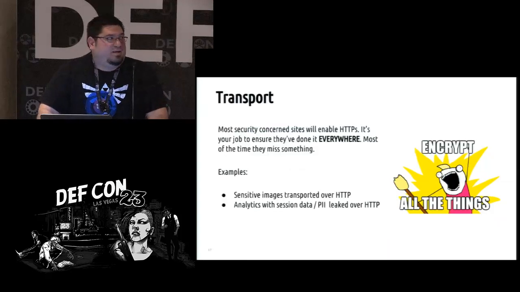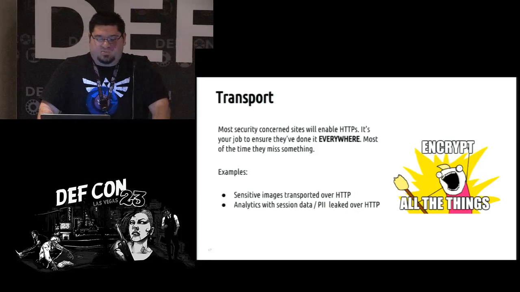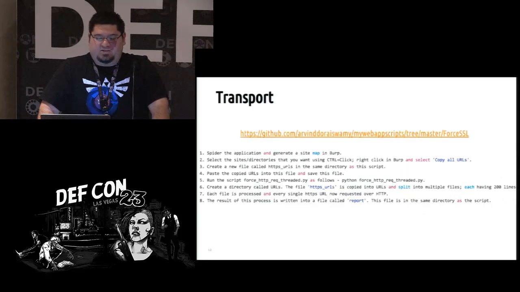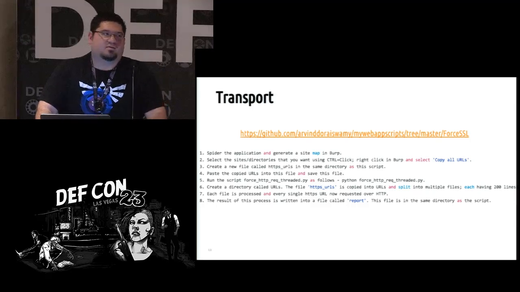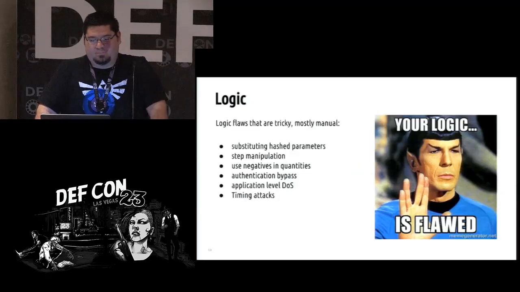Transport, you need to enable HTTP everywhere. There's this awesome script that will basically take a Burp log file, again re-request every request in your site tree over HTTP instead of HTTPS, so you can see what's going over insecure channels. Instead of having to sort columns in Burp and do all this stuff, I find this really useful. It'll just try to downgrade everything, and then you report this as an SSL downgrade attack or whatever.